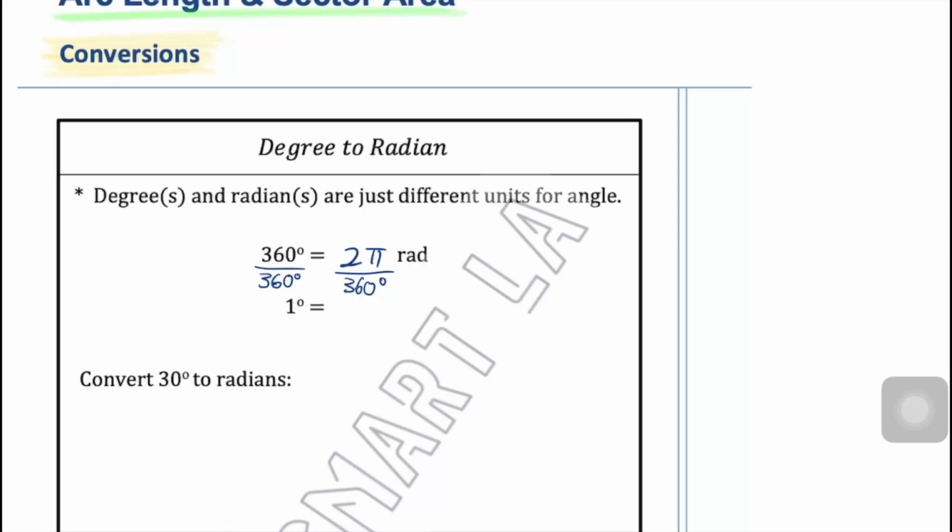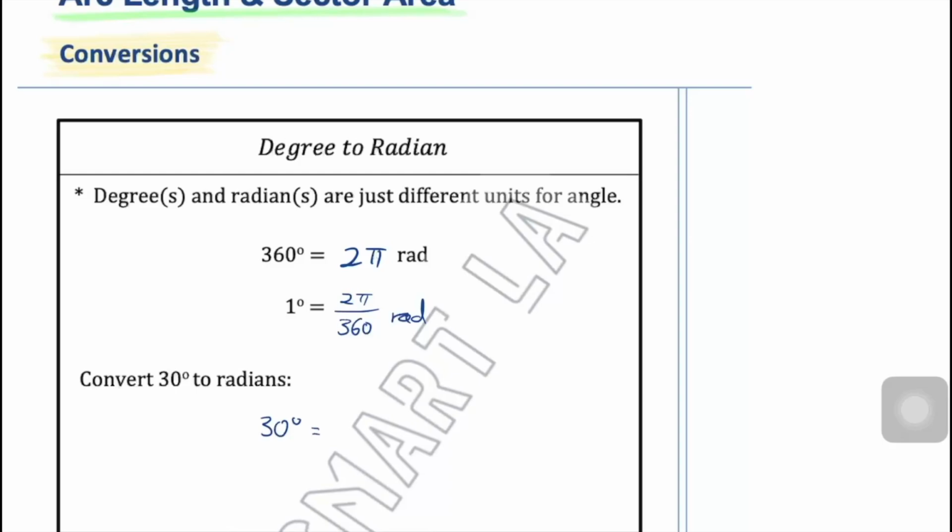So doing that, your 1 degree is actually going to be 2 pi over 360. So let me rewrite: 2 pi over 360 radian. All right, so that's how you get 1 degree. And after you get 1 degree, now you can convert any amount of degrees to radian. Any angle that's in degree, you can convert it to radian. So over here, I'm going to show you with this 30 degree. So let's say 30 degree. How do I convert that to radian?